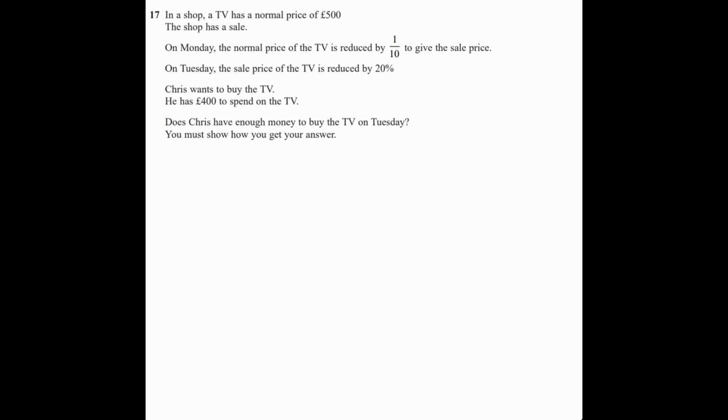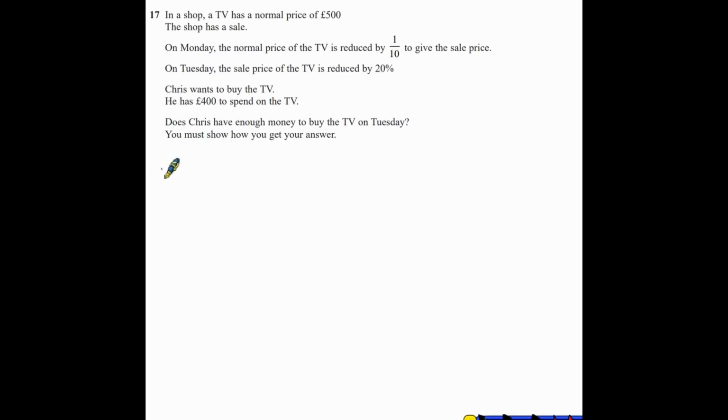In question 17, it looks as though we have fractions and percentages. So, in a shop, a TV has a normal price of £500 and the shop has a sale. So on Monday, the normal price of the TV is reduced by 1/10 to give the sale price. On Tuesday, the sale price of the TV is reduced by 20%. Chris wants to buy the TV and he's got £400 to spend. Can he afford the TV on the Tuesday?